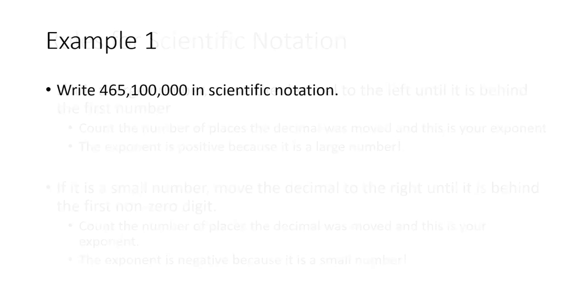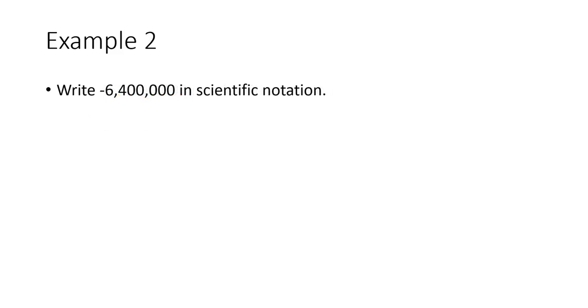So if we want to write this number in scientific notation, the decimal point is here at the end. We're just going to move this 1, 2, 3, 4, 5, 6, 7, 8 until it's behind the first number. 4.651 times 10 to the positive 8. To write this number in scientific notation, same thing. Our decimal point is here at the end. We're going to move 1, 2, 3, 4, 5, 6 places. So we get negative 6.4 times 10 to the positive, because it's still a big number, it's just negative. 10 to the positive 6.